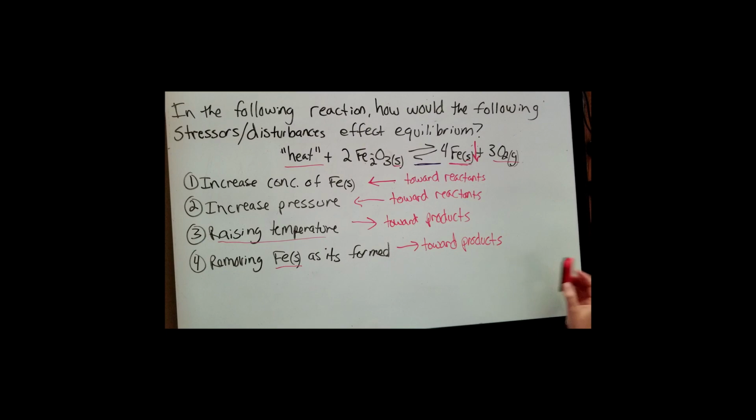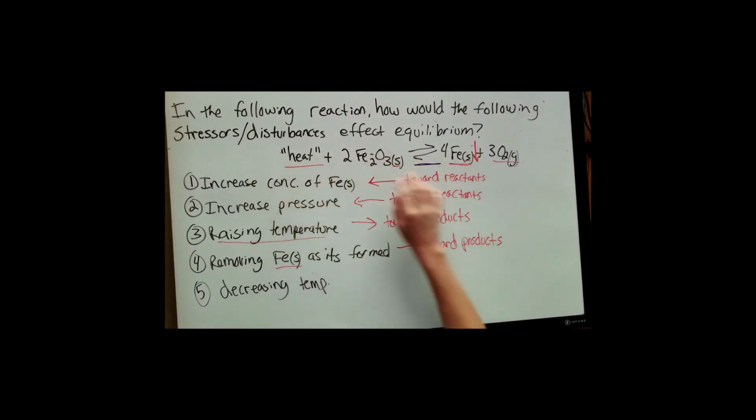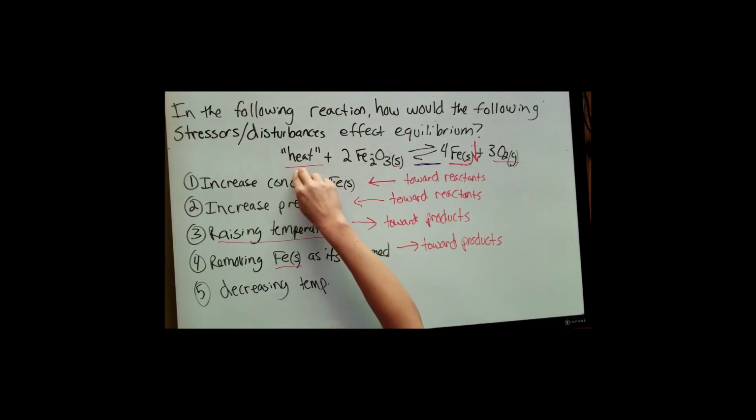Let's look at one more example. How about instead of raising temperature, let's say I am decreasing the temperature. So I'm putting it in an ice bath, let's say. If I'm decreasing the temperature, I'm still looking for heat, so anything to do with temperature, I'm finding wherever heat is in the equation, and it's on the reactant side in this particular equation. I found the heat, but this time instead of increasing it, I'm decreasing it. It's going down.